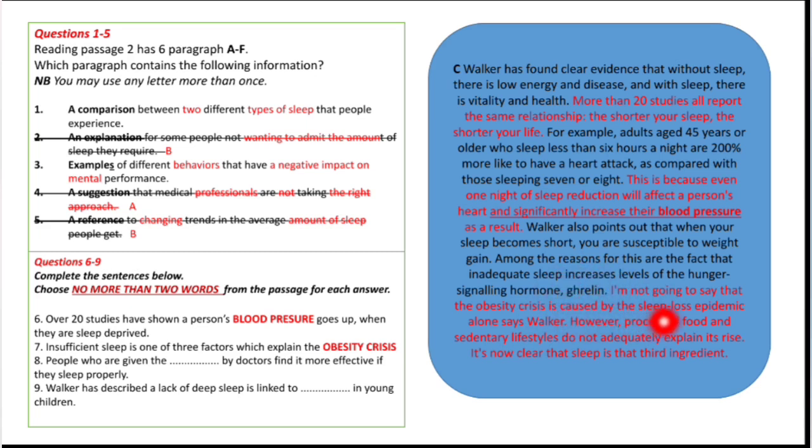However, processed food and sedentary lifestyles do not adequately explain its rise. It's now clear that sleep is that third ingredient. So sleep is the third reason, which means the first and the second reasons are going to be processed food and sedentary lifestyles. So if you have a look here, they were talking about 3 factors, which means 3 reasons. That's why the answer is going to be obesity crisis, okay? So sleep is one of 3 reasons, and it explains the obesity crisis, okay?